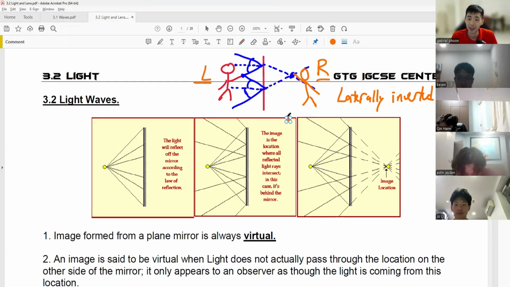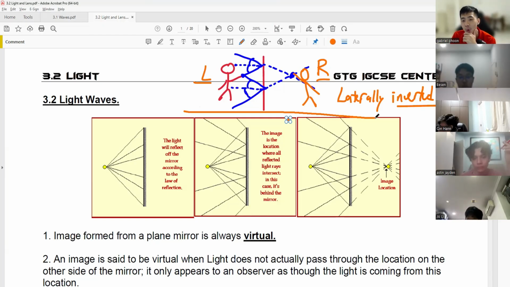Whenever you see the word inverted, usually it means upside down, right? Laterally inverted is left side right. I repeat again, inverted is upside down, laterally inverted is left side right. With this, you have completed your light ray diagram, which is very common in your exam, guys.